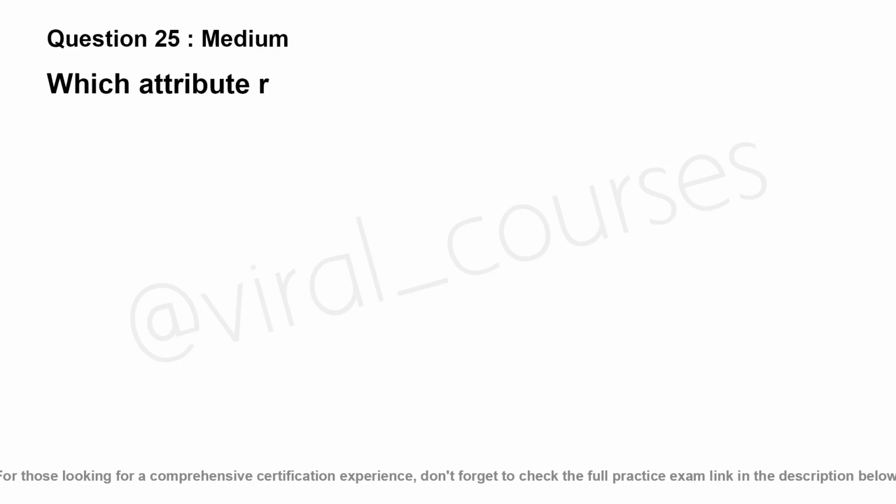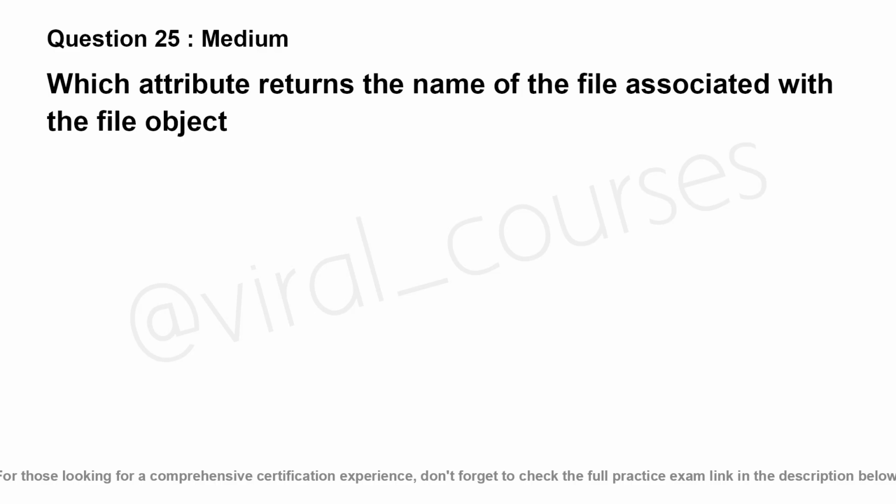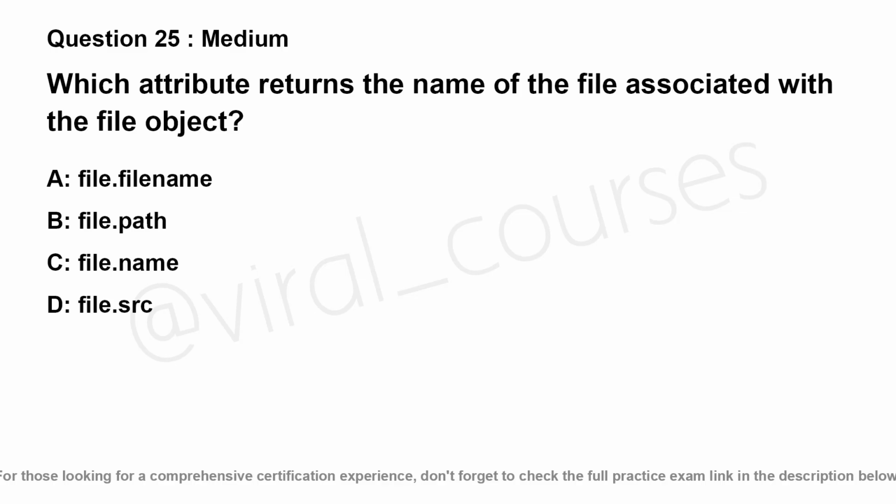Which attribute returns the name of the file associated with the file object? Option A, file.filename. Option B, file.path. Option C, file.name. Option D, file.src.